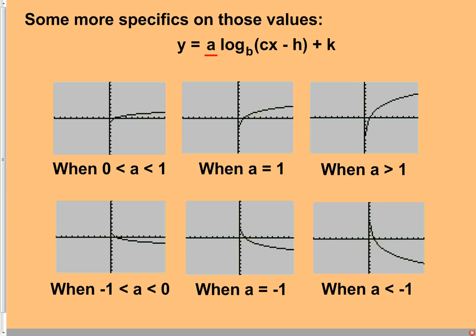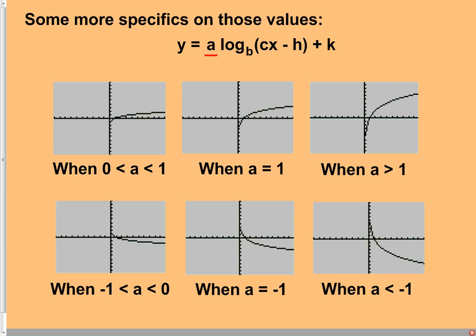As you can see on the left-hand side, when A is smaller than 1, the graph is not in as big of a hurry to rise up towards positive infinity or to fall towards negative infinity. On the right side of the screen, when the A value becomes larger than 1, the graph is in a bigger hurry to get to positive infinity or a bigger hurry to get to negative infinity.